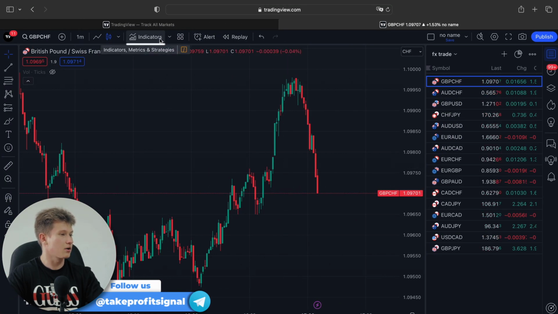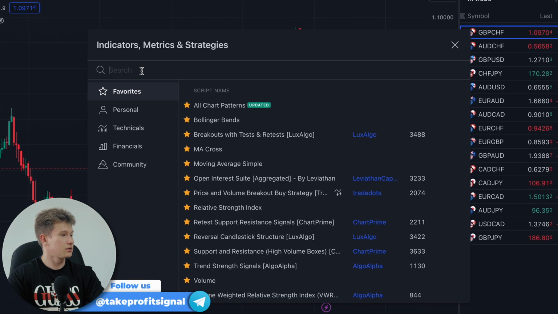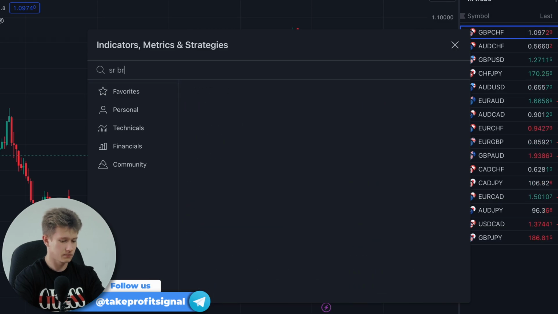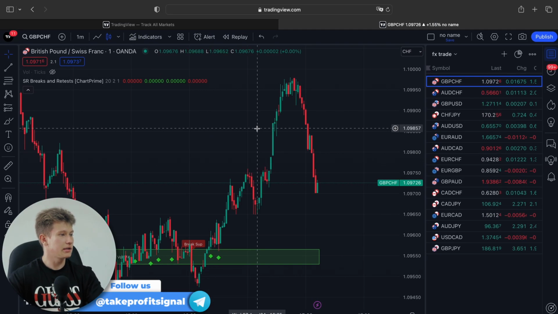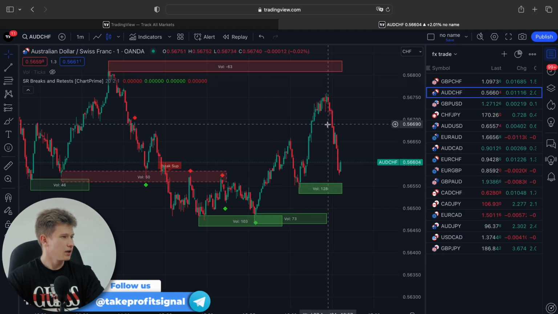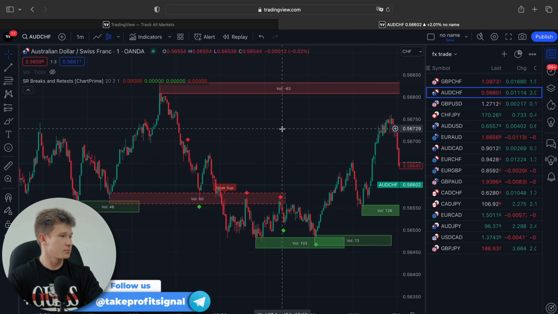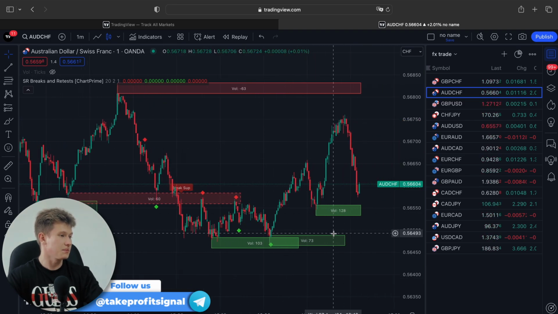In order to add our automatic signal indicator, we click on the indicator panel and write the name in the search. In the results appears the indicator from Chart Prime. Be sure to select it, click, and oh wait, we have real magic. So, let's switch to another asset and I'll explain to you what this indicator means.